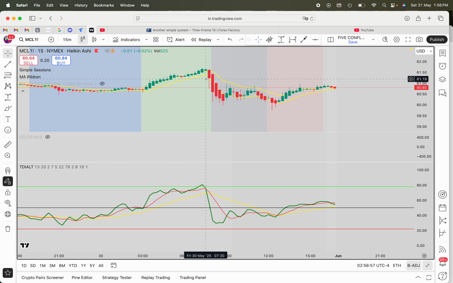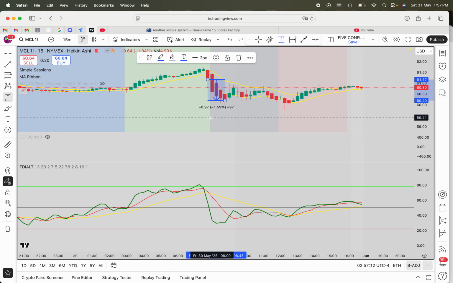That's essentially it. So if you want to go short, you wait for green to shoot through the red, then go under yellow, and obviously you want to see it the same here on the charts. Go short. There you go. This is crude oil, 15 minutes.